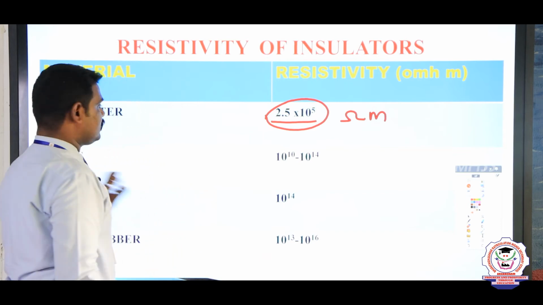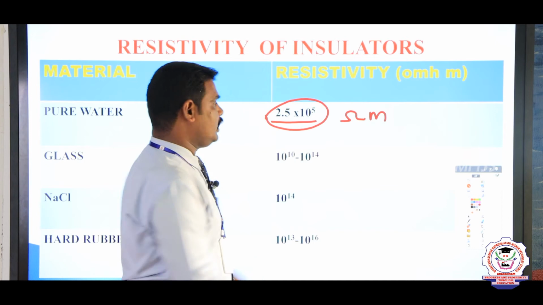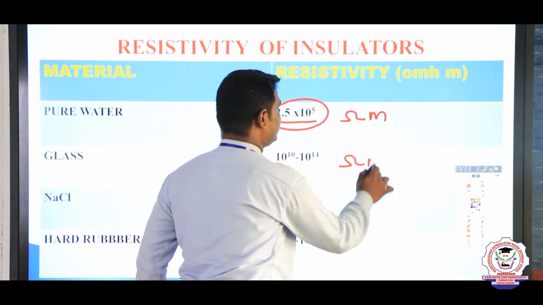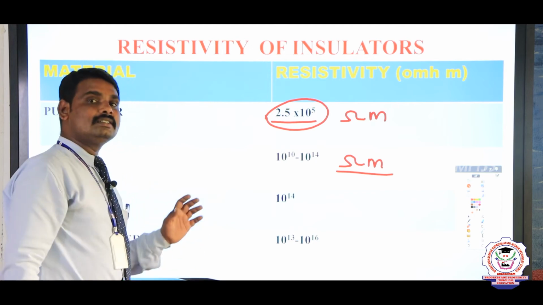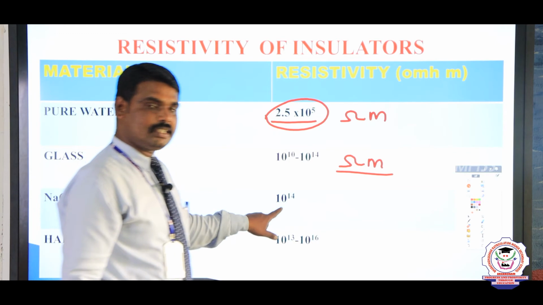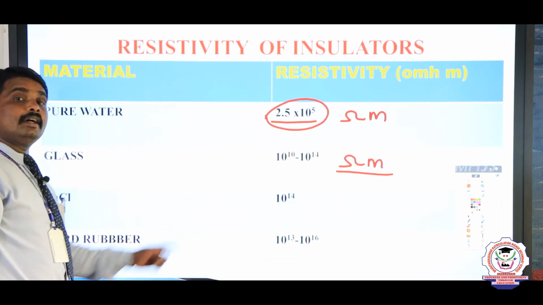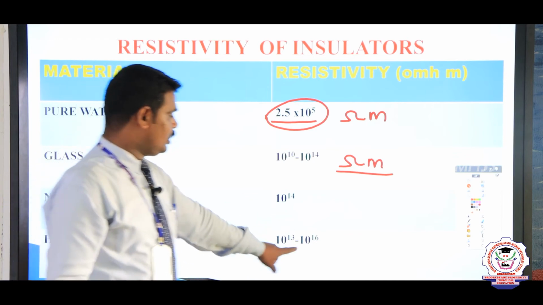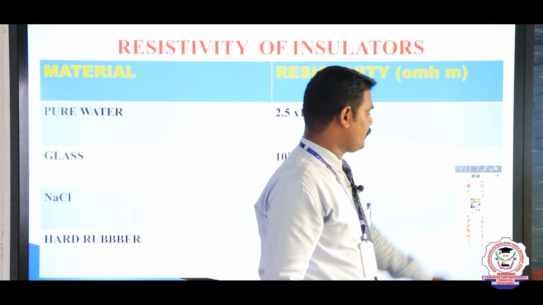Then glass has a resistivity of 10 to the power 10 to 10 to the power 14 ohm meter. That's why glass does not conduct electricity. Next, sodium chloride has how much? 10 to the power 14 ohm meter, and hard rubber 10 to the power 13 to 10 to the power 16 ohm meter. Okay, right.